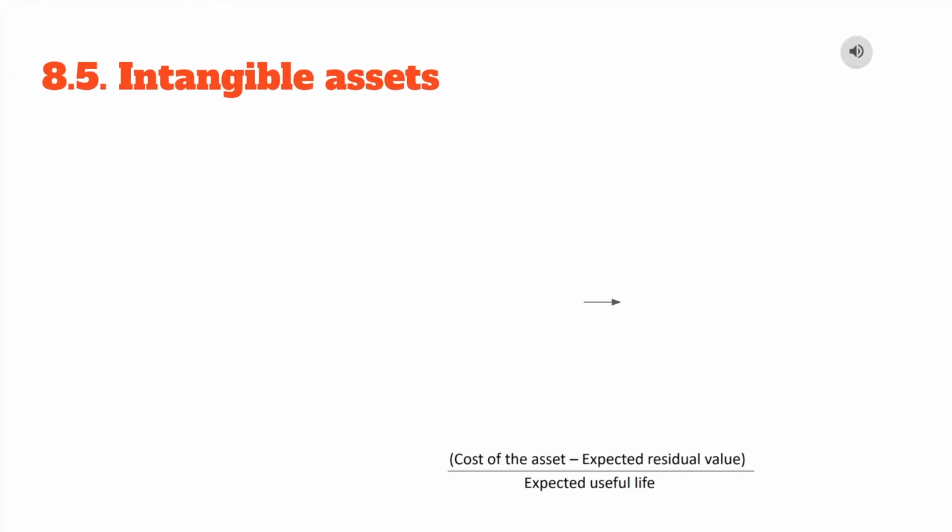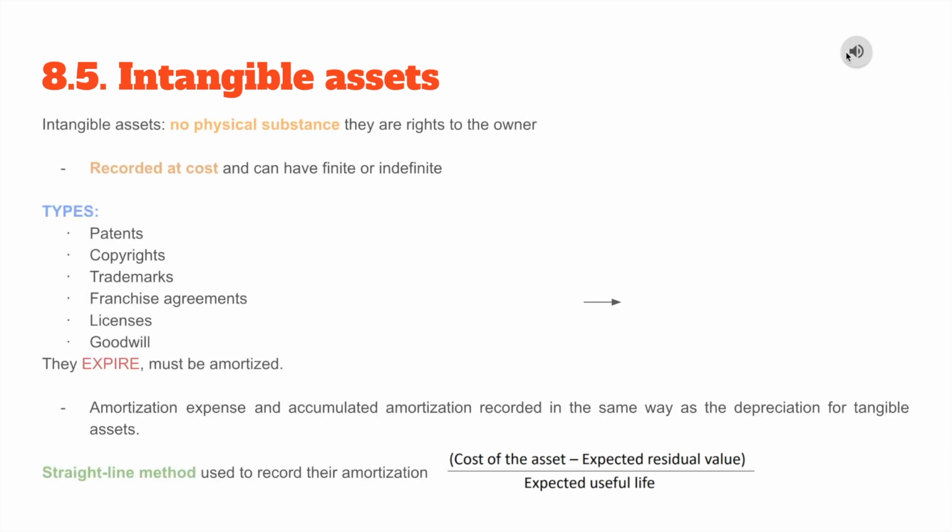In topic 8.5, they talk about intangible assets. Intangible assets are assets that have no physical substance. They are rights to the owner. They are recorded at cost and can have a finite or indefinite life. Different kinds of intangible assets can be patents, copyrights, trademarks, franchise agreements, licenses, or goodwill.